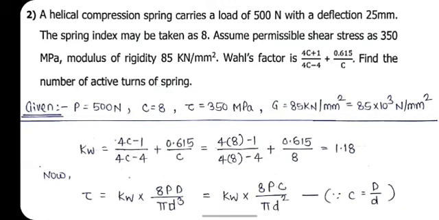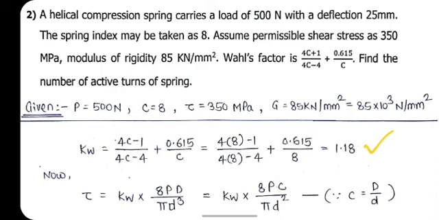Here the equation of Wahl's correction factor is given. The 4c plus 1 shown is a printing mistake; it should be 4c minus 1 upon 4c minus 4, plus 0.615 upon c. By using this equation, first calculate the Wahl's correction factor. You will get the value of Wahl's correction factor as 1.18.